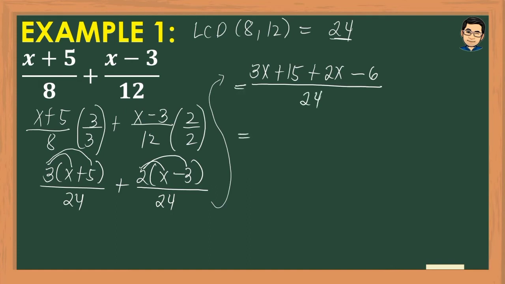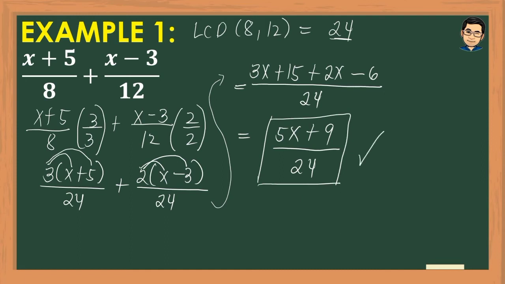Next, we combine like terms. 3x plus 2x, that is 5x. And then 15 minus 6, that is 9. All over 24. So we cannot simplify anymore 5x plus 9 over 24 kasi wala ng common factor. So this will be our final answer. So we cannot simplify 9 and 24 ha kasi meron pong 5x po doon. So kung 9 over 24 lang pwede kasi divisible by 3.